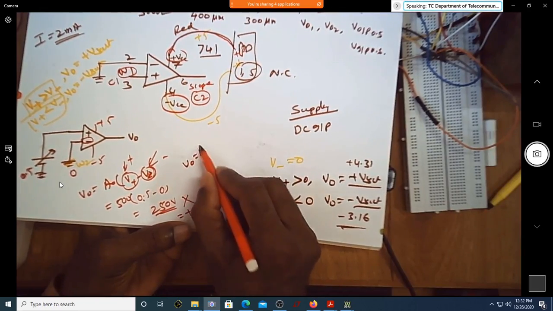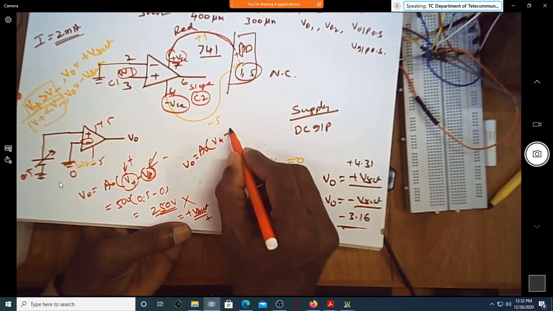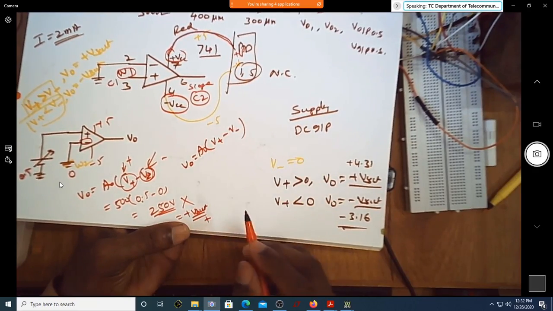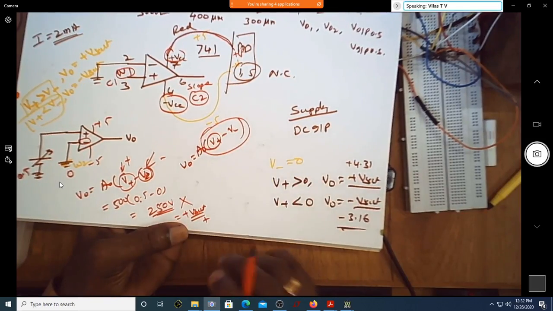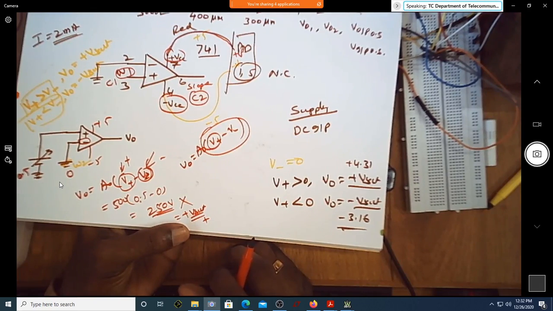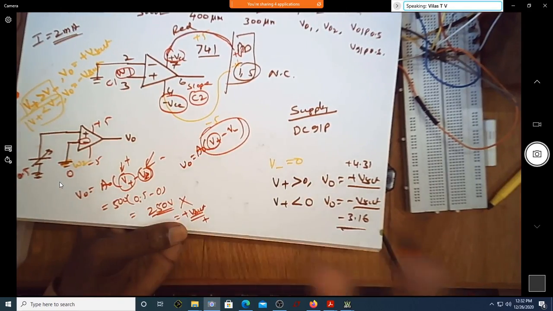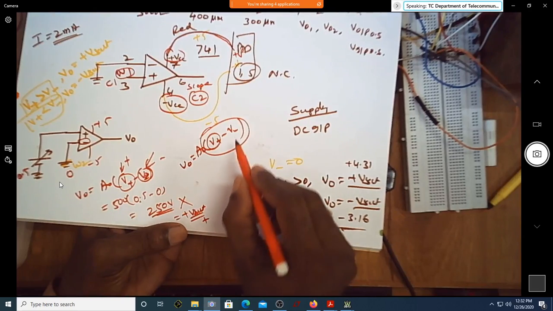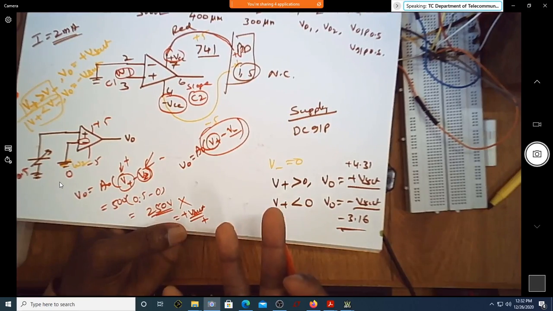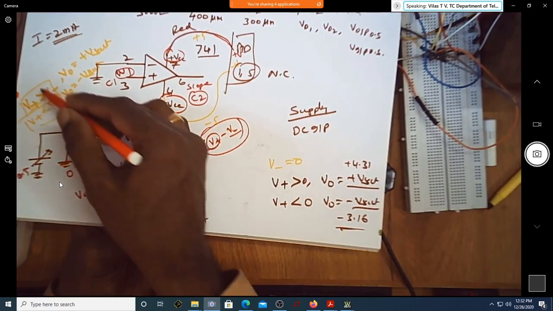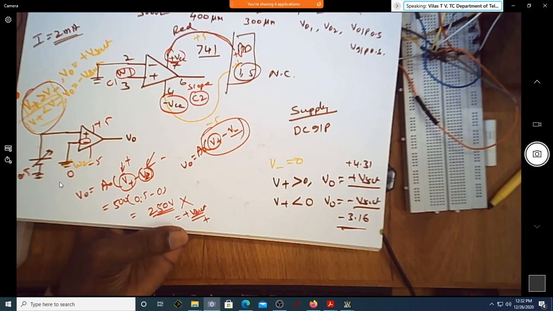V naught is equal to A naught into V plus minus V minus. If this is more than this, what is the quantity here? Positive or negative? Plus V sat, because that into A naught will be very high, you won't get it, you will get plus V sat. If this is more than this, what will you get? Minus V sat. That's what is summarized here.